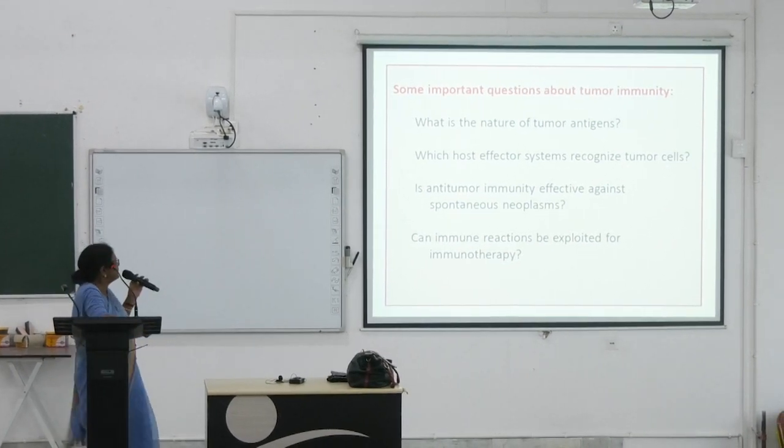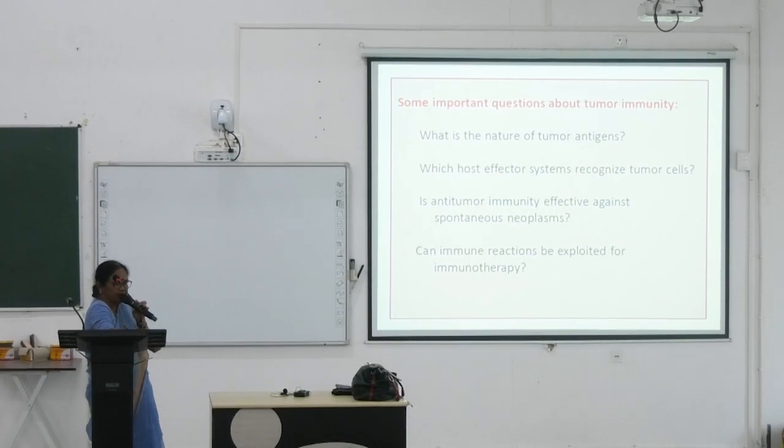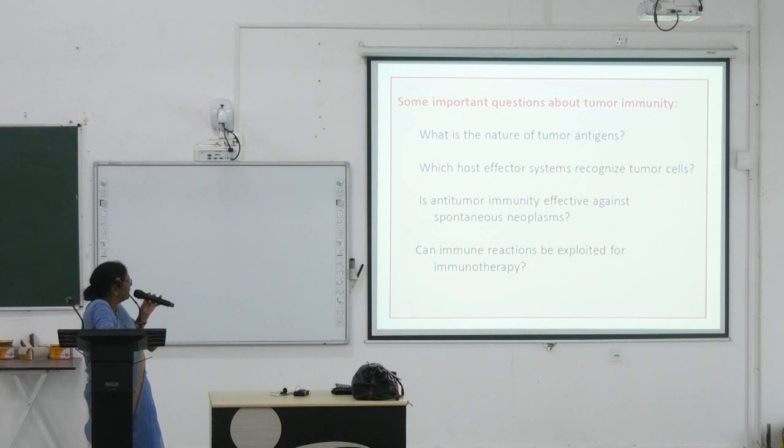তাহলে what is the nature of these tumor antigens? এই যে টিউমারের যে সমস্ত অ্যান্টিজেন তৈরি হচ্ছে সেগুলো কি ধরনের নেচার? Which host effector system recognizes these tumor cells? কারা রেকগনাইজ করছে এই টিউমার সেলগুলোকে? নন সেলফ বলে রেকগনাইজ করছে কারা? Is anti-tumor immunity effective against spontaneous neoplasm, যেখানে নিজে থেকেই একটা নিওপ্লাজম তৈরি হচ্ছে? And can this immune reaction be exploited for immunotherapy?